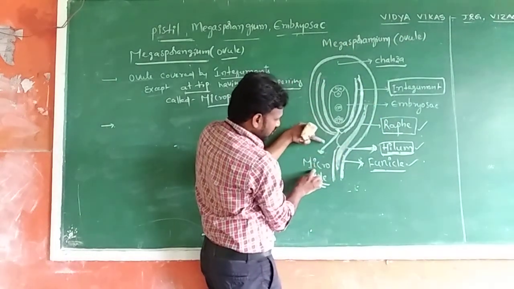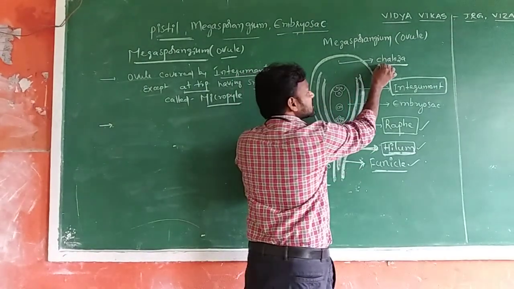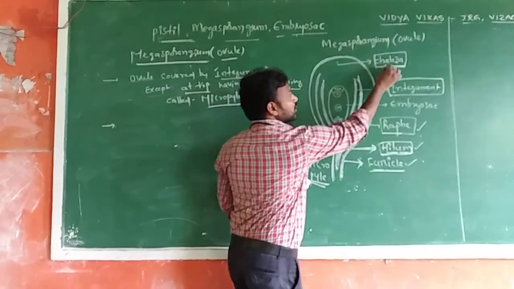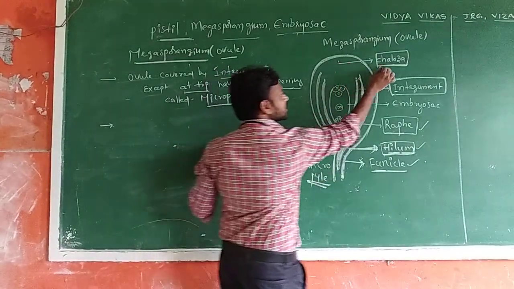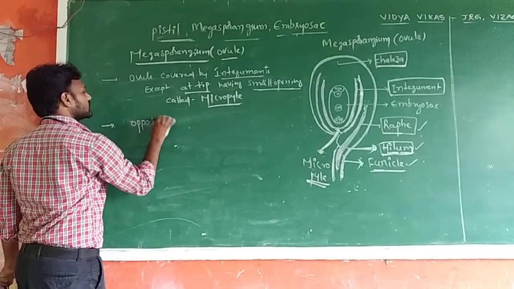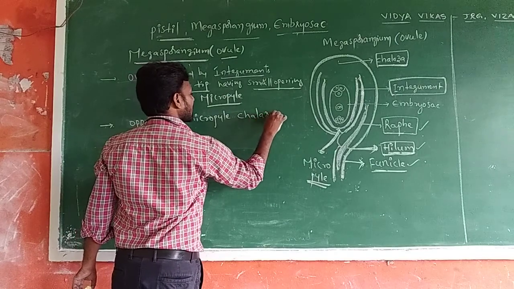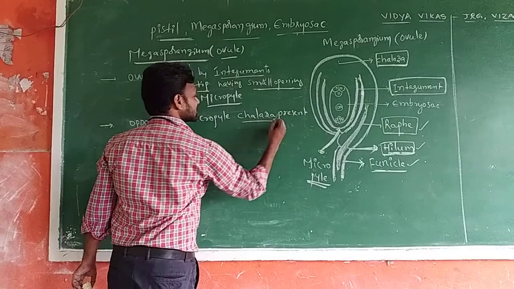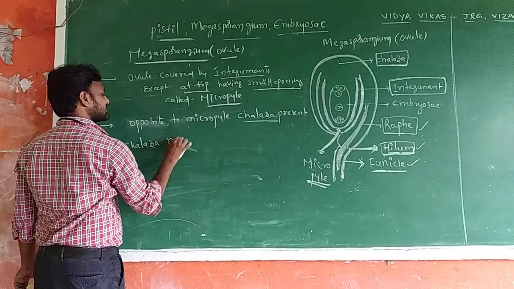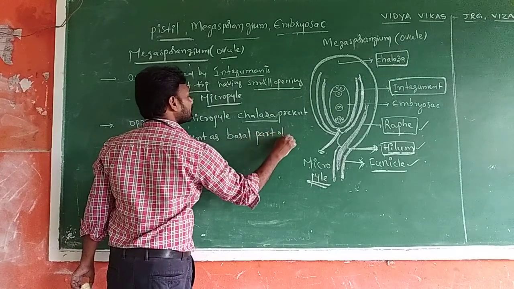So, opposite to micropyle, which is there, sir? Chalaza is there. And very simple, this is the basal part of the ovule. This is the inverted ovule, not a straight ovule. So, chalaza means the opposite portion of micropyle, the basal part of the ovule. So, note down, opposite to micropyle, chalaza is present. Chalaza is represented as the basal part of the ovule.